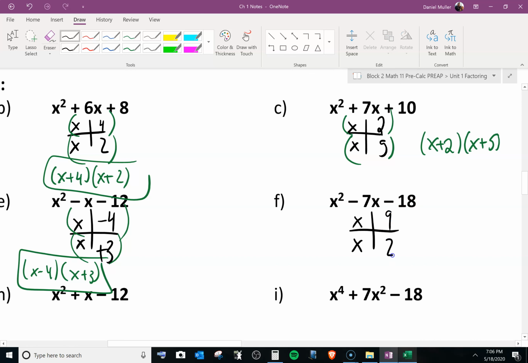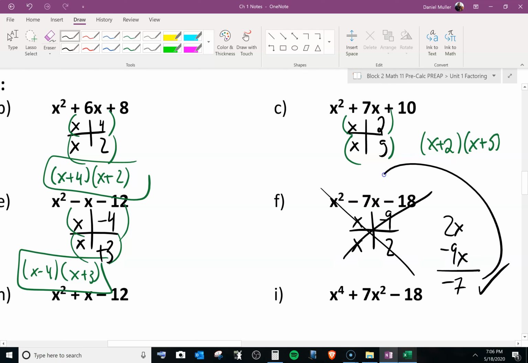So 9 and 2, I'll make the 9 negative. So this diagonal is a 2x. This diagonal is a negative 9x, which if you add them, gets you a negative 7. That is what I needed in the middle. Okay, so I have an x minus 9 and an x plus 2.